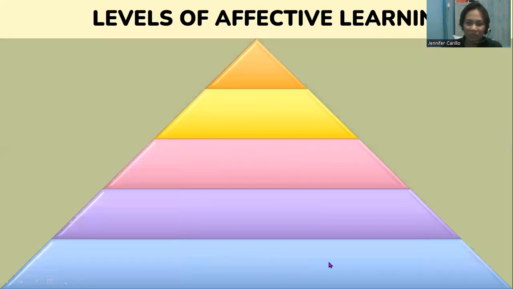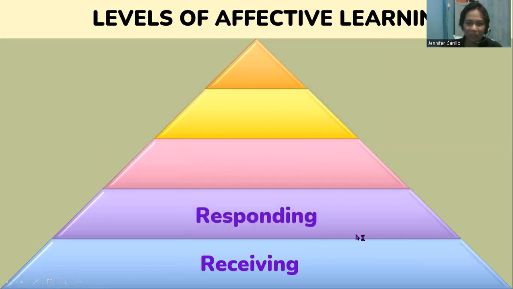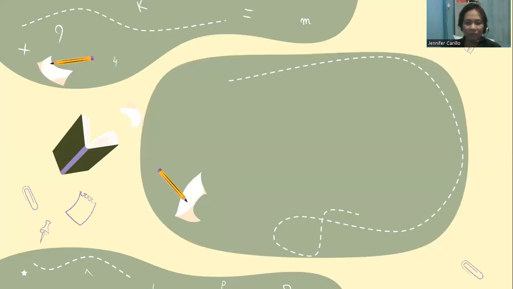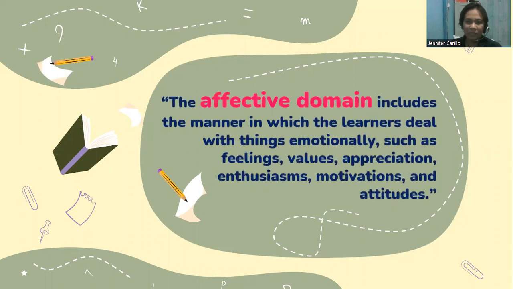Okay. So let us review the 5 levels of affective learning. We have receiving, responding, valuing, organizing, and lastly, characterizing. So to synthesize, the affective domain includes the manner in which learners deal with things emotionally, socially, such as feelings, values, appreciation, enthusiasms, motivations, and attitude. And we need to develop this.